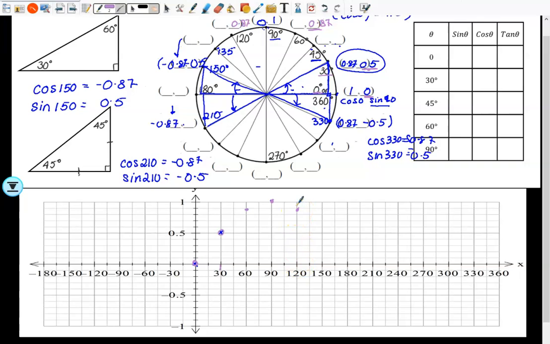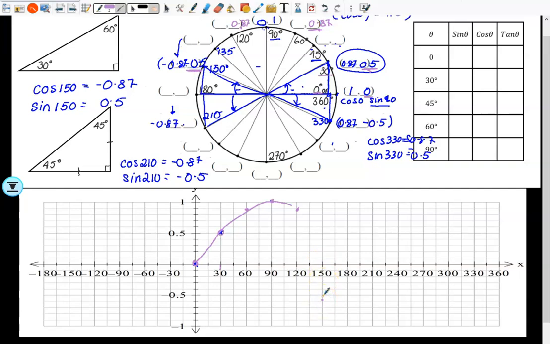And you might see some symmetry happening. Once you're done, you have to connect the dots, but with a smooth hand, all the way to 360, please. What you're seeing here is that as you are plotting all of your y values, so that's your sine points, okay? So sine of 150 is minus 0.5. So here's 150. I'd have to go down to minus 0.5 and put the dot there.